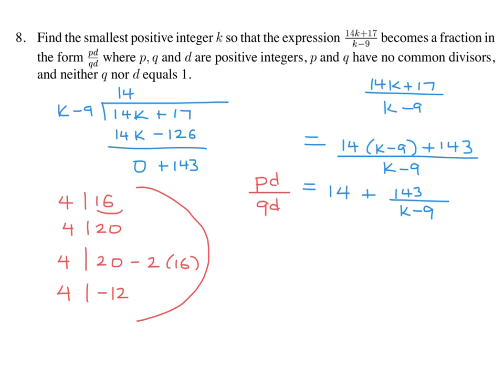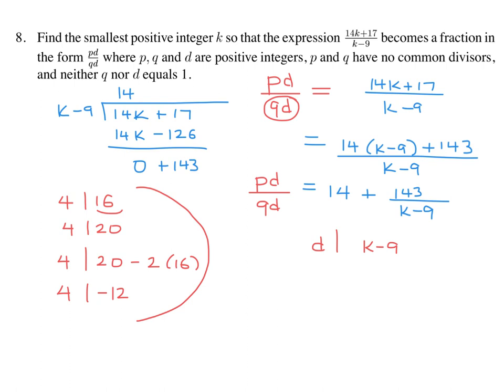In order for D to be in the denominator like that, if you look at the original one, they're saying it's PD over QD. That must mean that if this is in the denominator and that is in the denominator, then QD is equal to K minus 9 or some sort of multiple, right? So that means that D divides into K minus 9. D is divisible into K minus 9. All right, great.